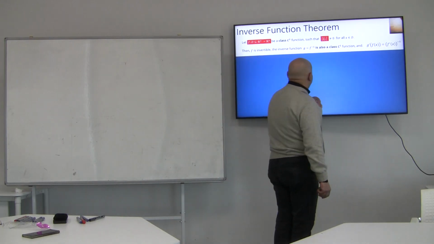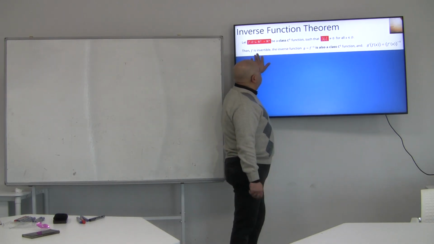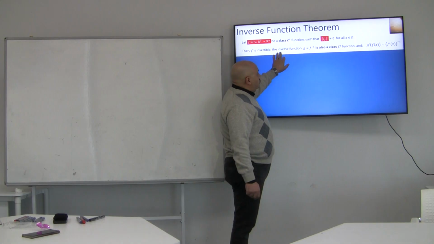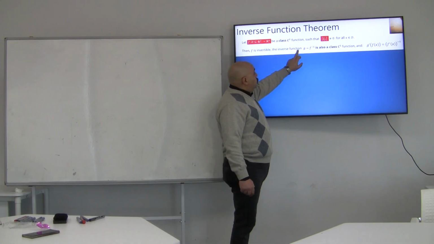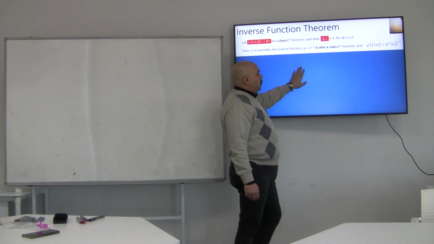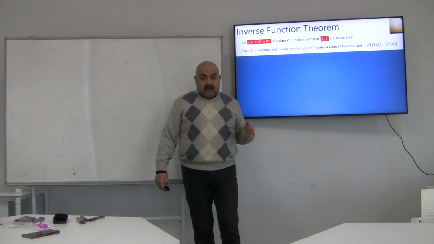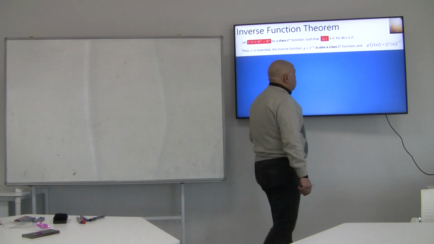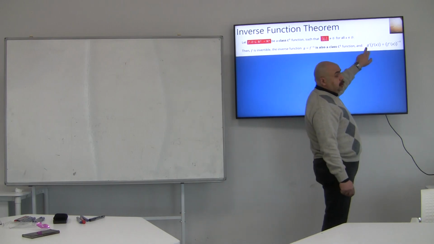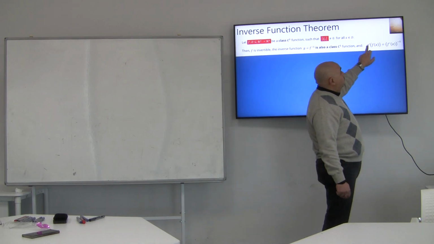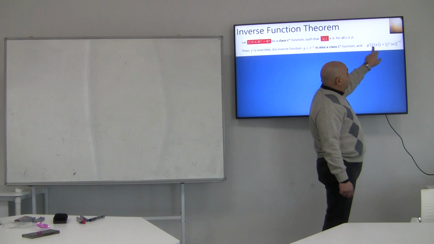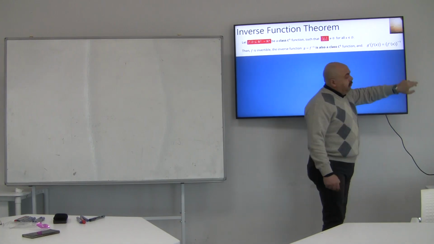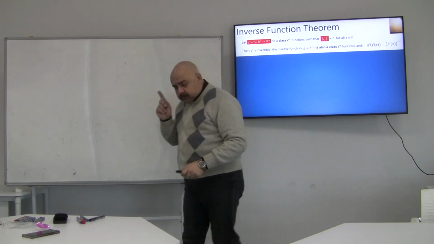For all x belonging to D, then f is invertible. The inverse function g, which equals f minus 1, is also class C1. So as f is class C1, its inverse will also be class C1. And g dash, which means the derivative of the inverse of f of x, will equal 1 over f dash x.